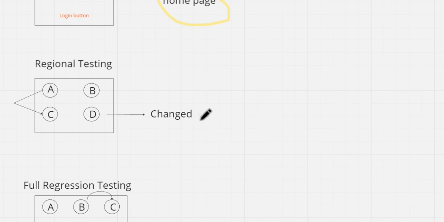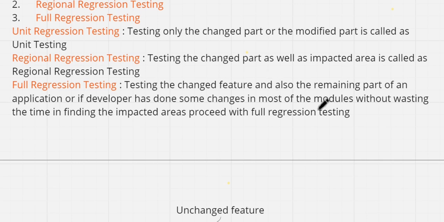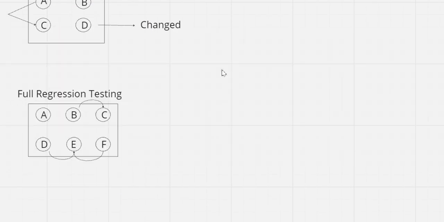So we will go for full regression testing now. Full regression testing is testing the changed feature and also the remaining part of an application. If the developer has made changes in most of the modules, without wasting time in finding the impacted or damaged areas, we proceed with full regression testing. Let me show you an example. So this is full regression testing. It is testing the changed feature and also the remaining part of an application.